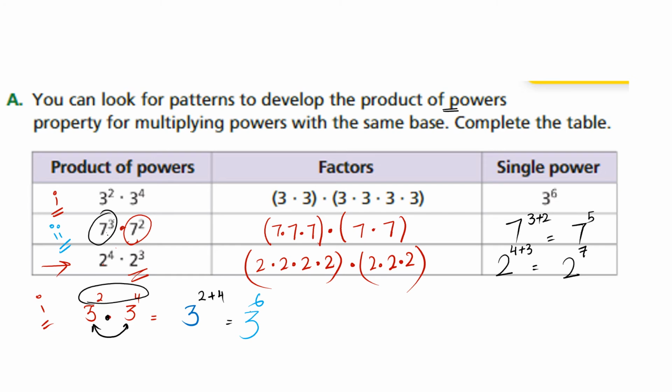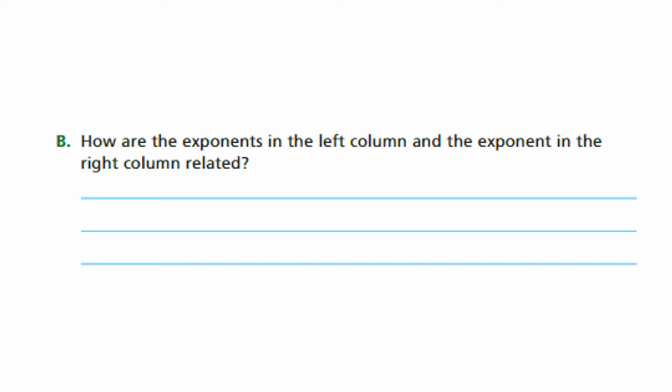Now, next part, to explain these things again. How are the exponents in the left column and the exponents in the right column related? Now, if you remember, for example, this is the question: 2 to the power of 3 times 2 to the power of 2. How do we write it? We write the 2 how many times? 3 times. So 2, 2 and 2. Now, this 2, how many times will we write it? 2 times. 2 times 2.